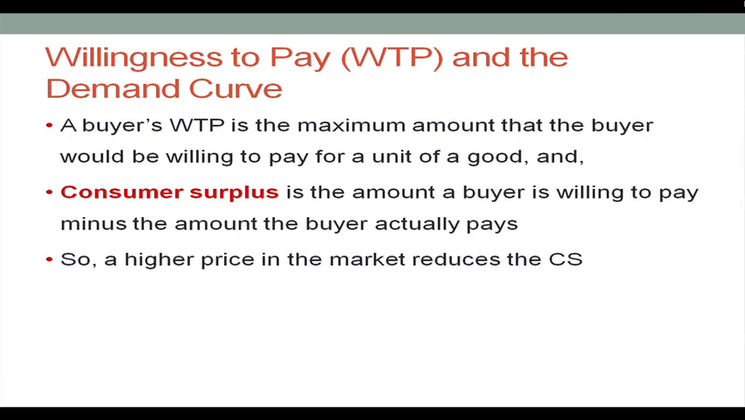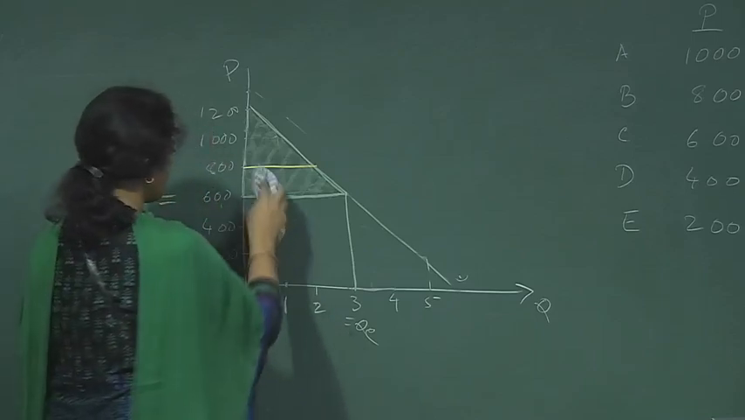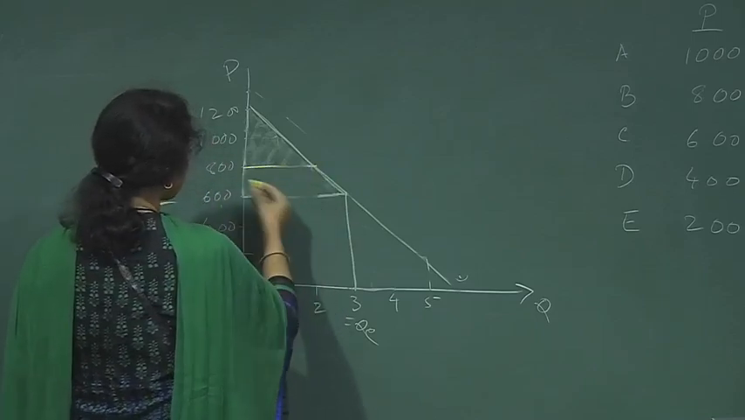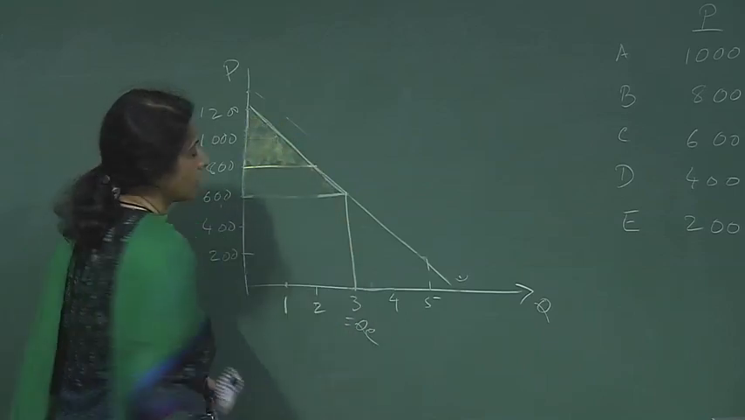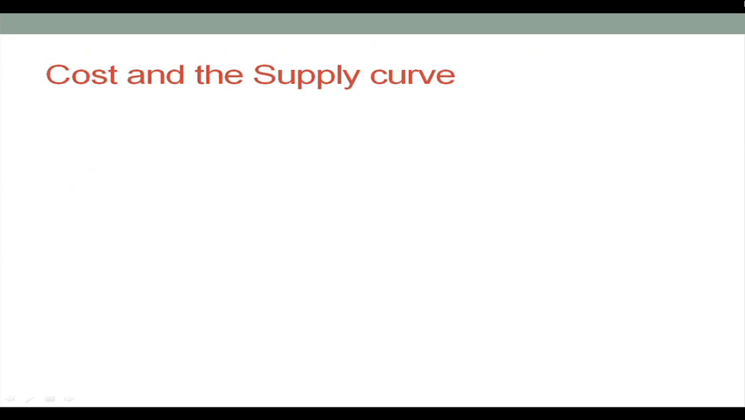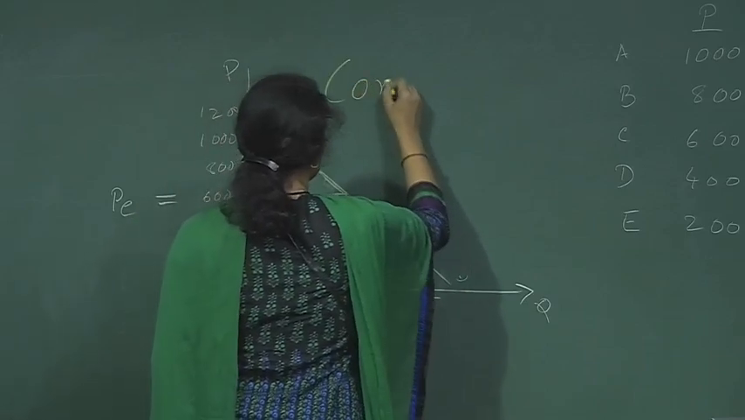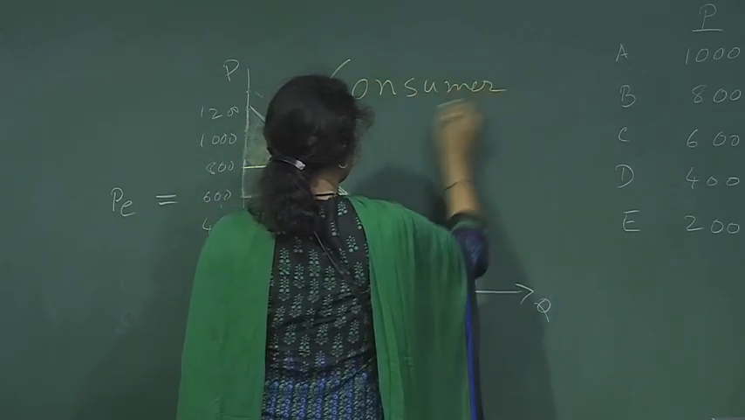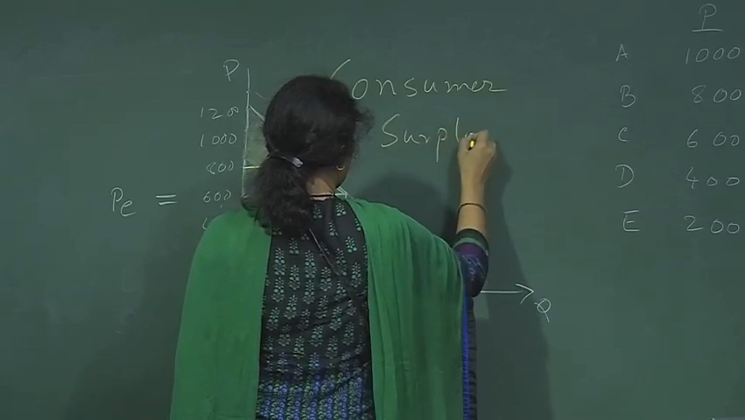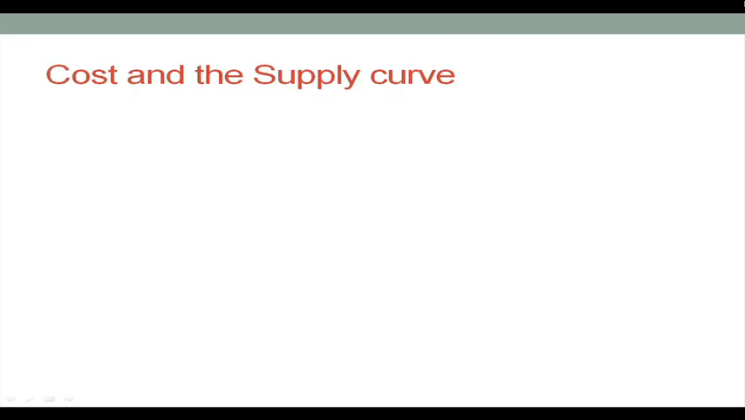If the price now goes up to 800, we lose the consumer surplus in this area, and consumer surplus is now less, it is only this portion. So, this is the consumer surplus now. A higher price in the market reduces the consumer surplus. Now, that was our illustration of the consumer surplus.